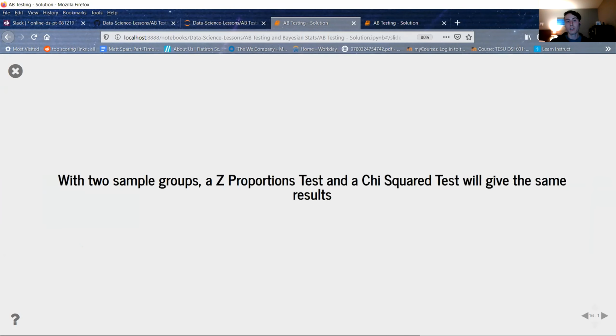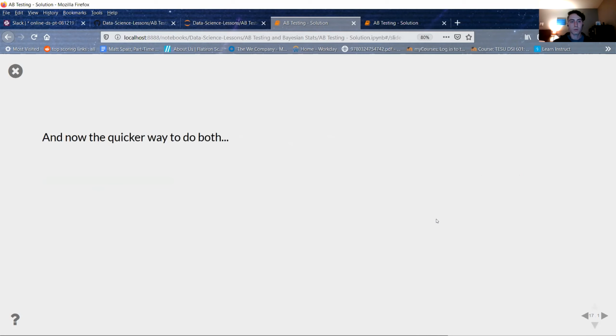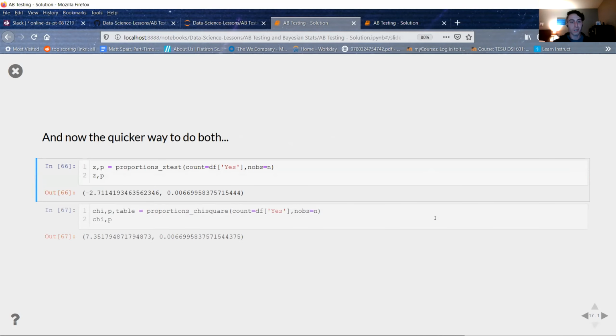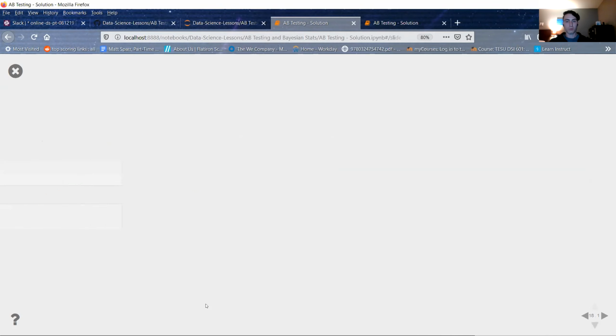So it turns out that with two sample groups, a z proportions test and a chi-squared test will give the exact same results. So now the quicker way to do both of these is basically built into statsmodels. You can just do proportions z-test and proportions chi-squared. You just have to pass in the number of yeses for both groups, and then the number of observations in each group. And it'll do all the calculations for you, give you your z statistic and your chi statistic, and then give you the p-values for both, and they should always be equal.